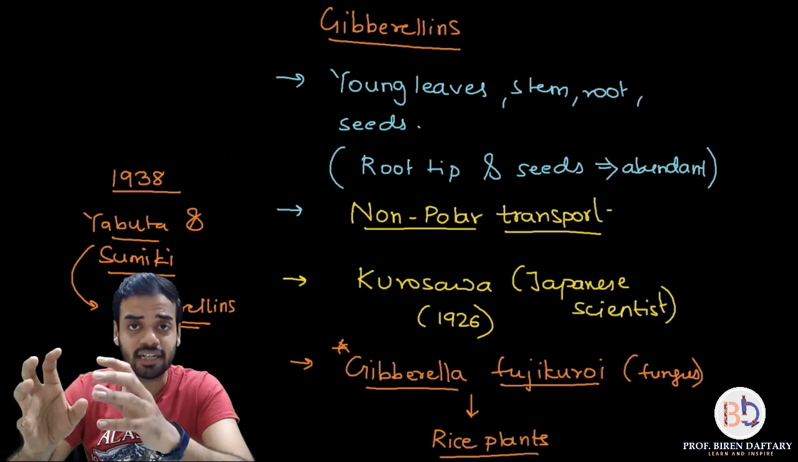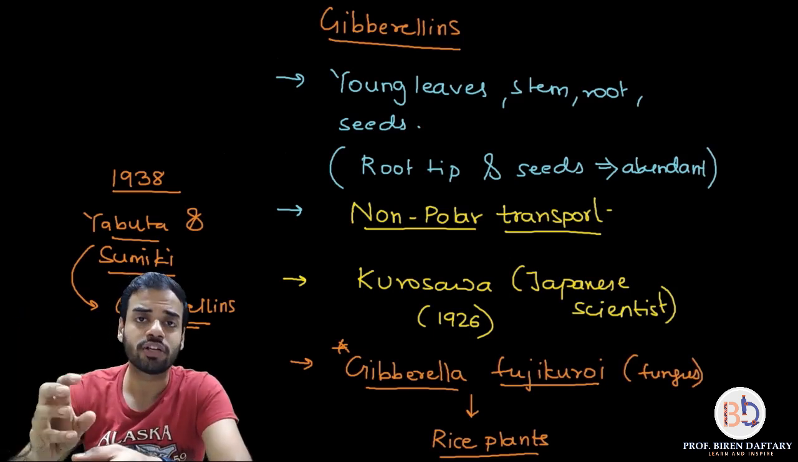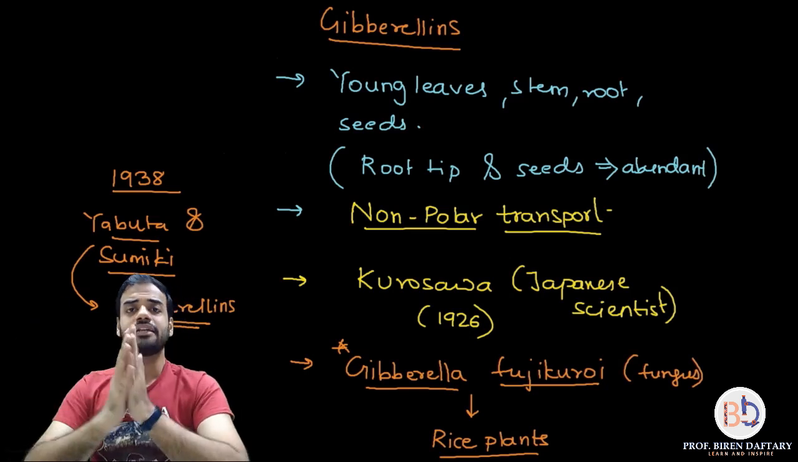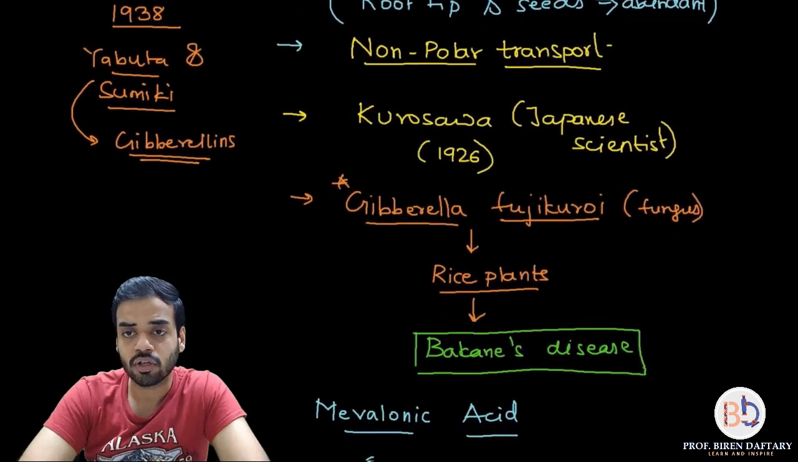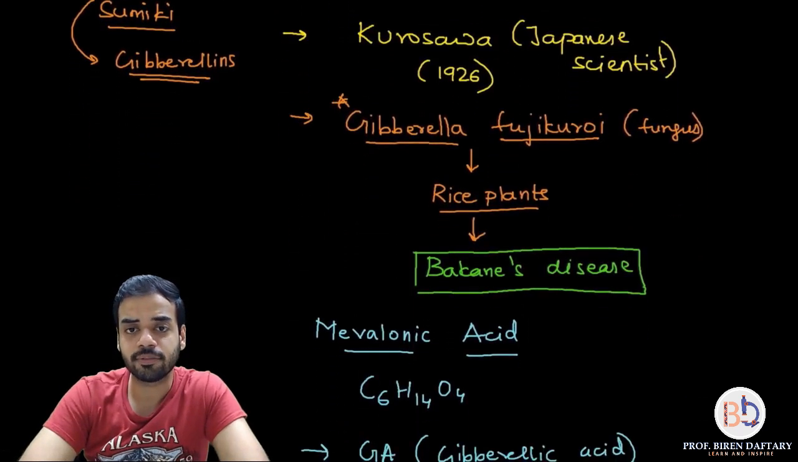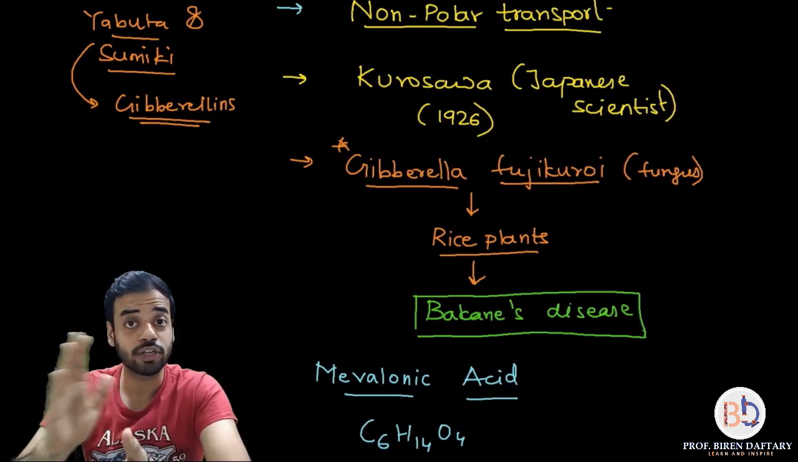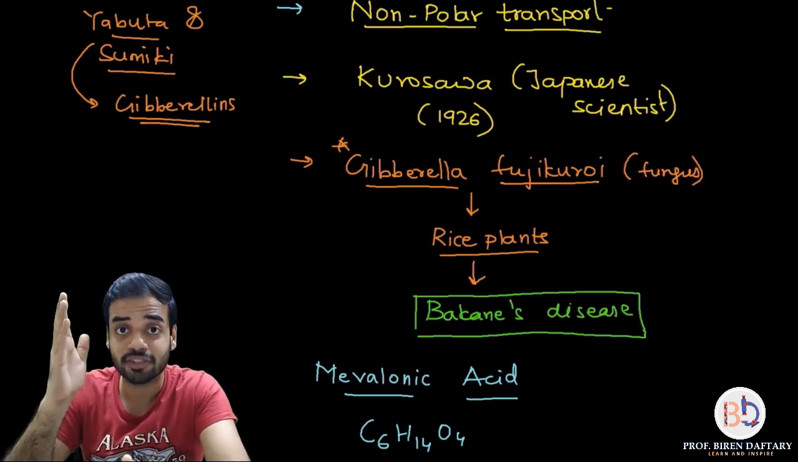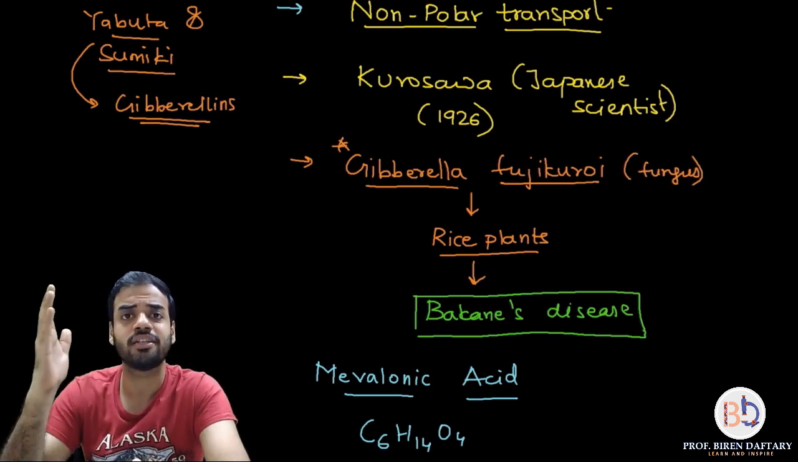However, abundantly or quantity wise, majorly they are found in root tips and seeds. Okay, then we come to the history. Coming to the history of gibberellins, please remember the person who discovered them, who did not coin the word gibberellins. He was a Japanese scientist called Kurosawa. He discovered them in 1926.